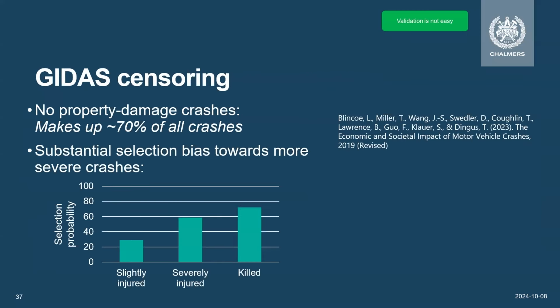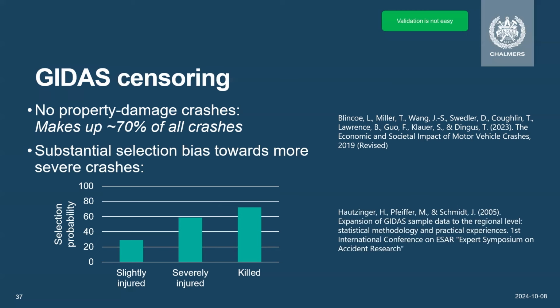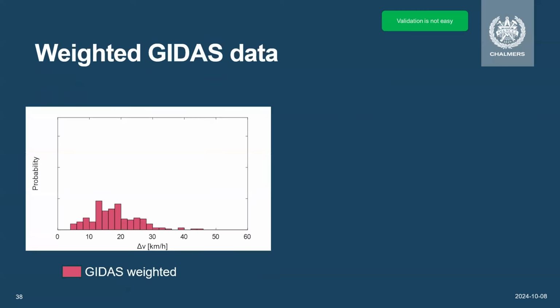Then it also has a substantial selection bias. What this figure shows is that in that region, there's approximately 70% probability that a fatality is captured in the data collection, a 60% chance that severely injured are captured, but only about 30% that a slight injury is captured. So the whole data is going to be skewed towards the fatal. This can be adjusted for. You can just reweight it, and that's what we've done. So this is then weighted data. Now we have the same distribution as before, but slightly reweighted.